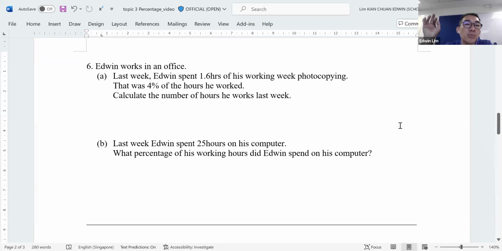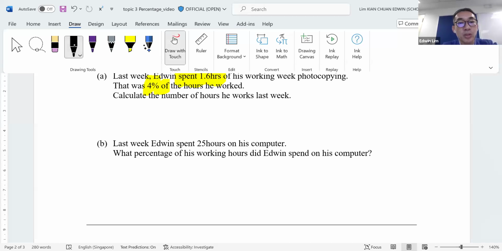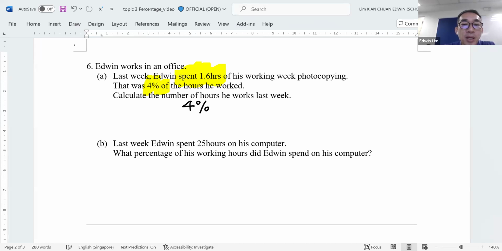Question number 6. Edwin worked in an office. Last week, Edwin spent 1.6 hours of his working week photocopying. That was 4% of the hours he worked. Calculate the total number of hours he worked last week. He spent 1.6 hours, and this is 4% of his working hours. So with this question, you must link them. 4% is actually 1.6 hours. I can find 1%, so 1% is divided by 4. So 1.6 I divide by 4 as well. I will get 0.4 hours.